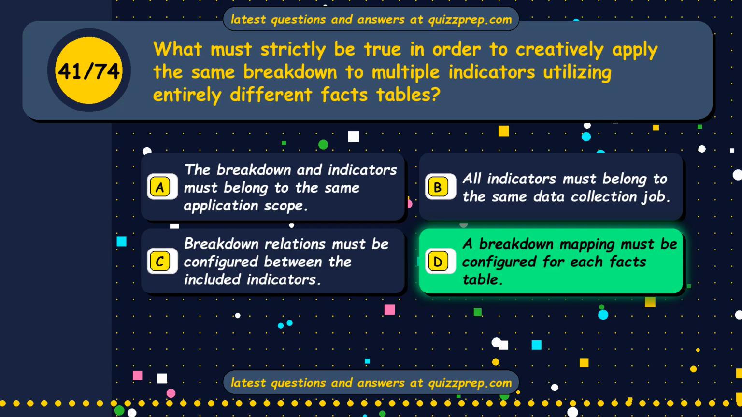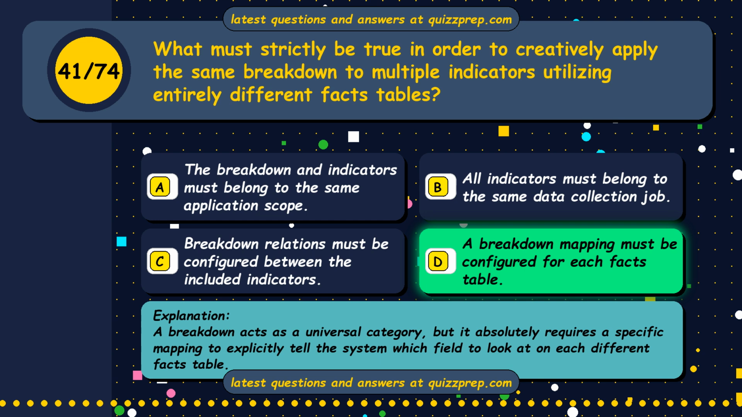The correct answer is option D. A breakdown mapping must be configured for each facts table. A breakdown acts as a universal category, but it absolutely requires a specific mapping to explicitly tell the system which field to look at on each different facts table.